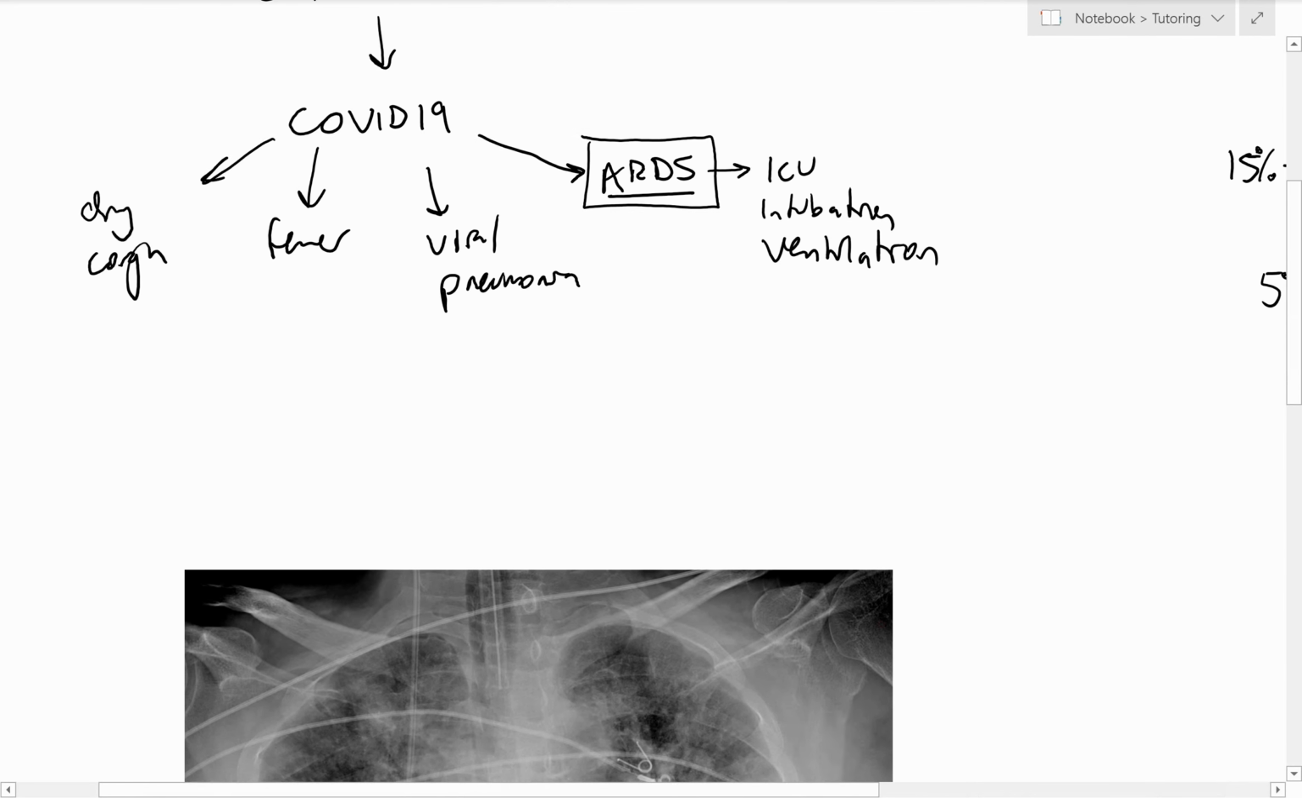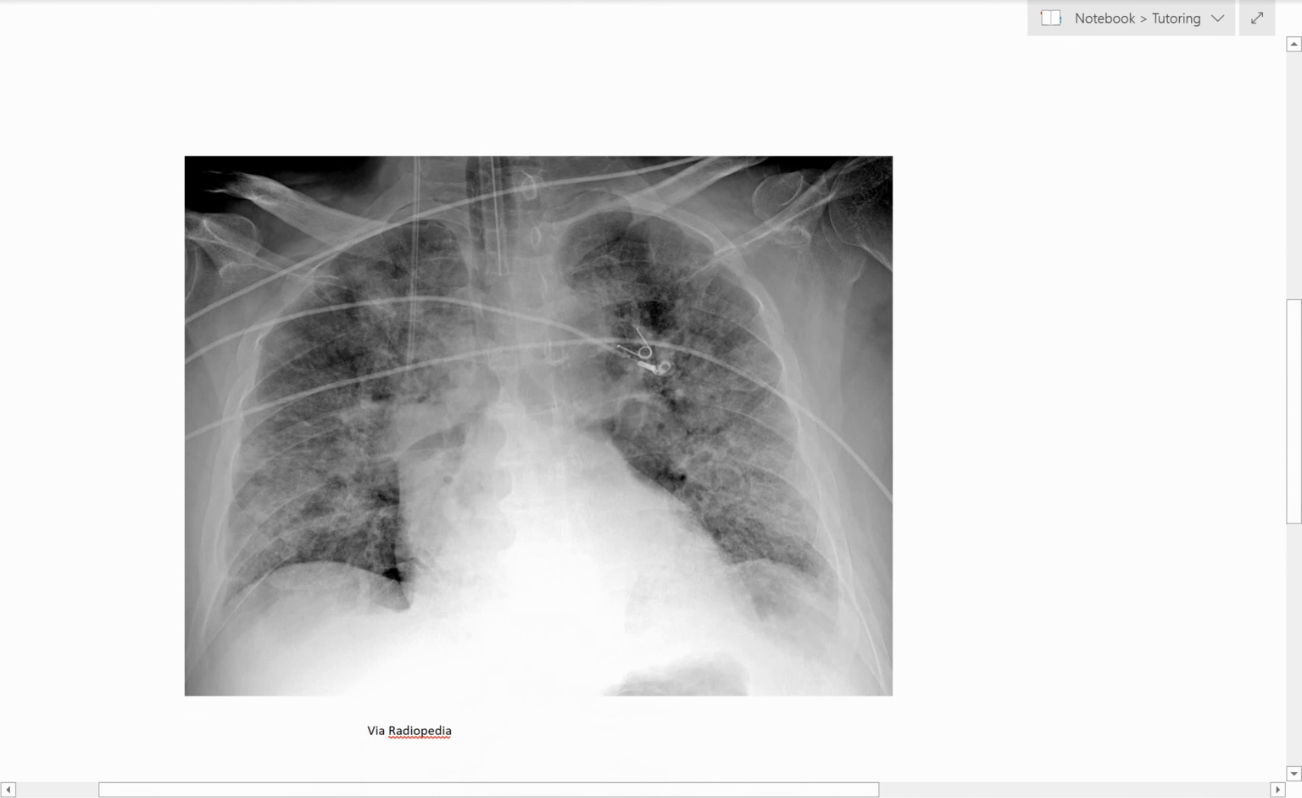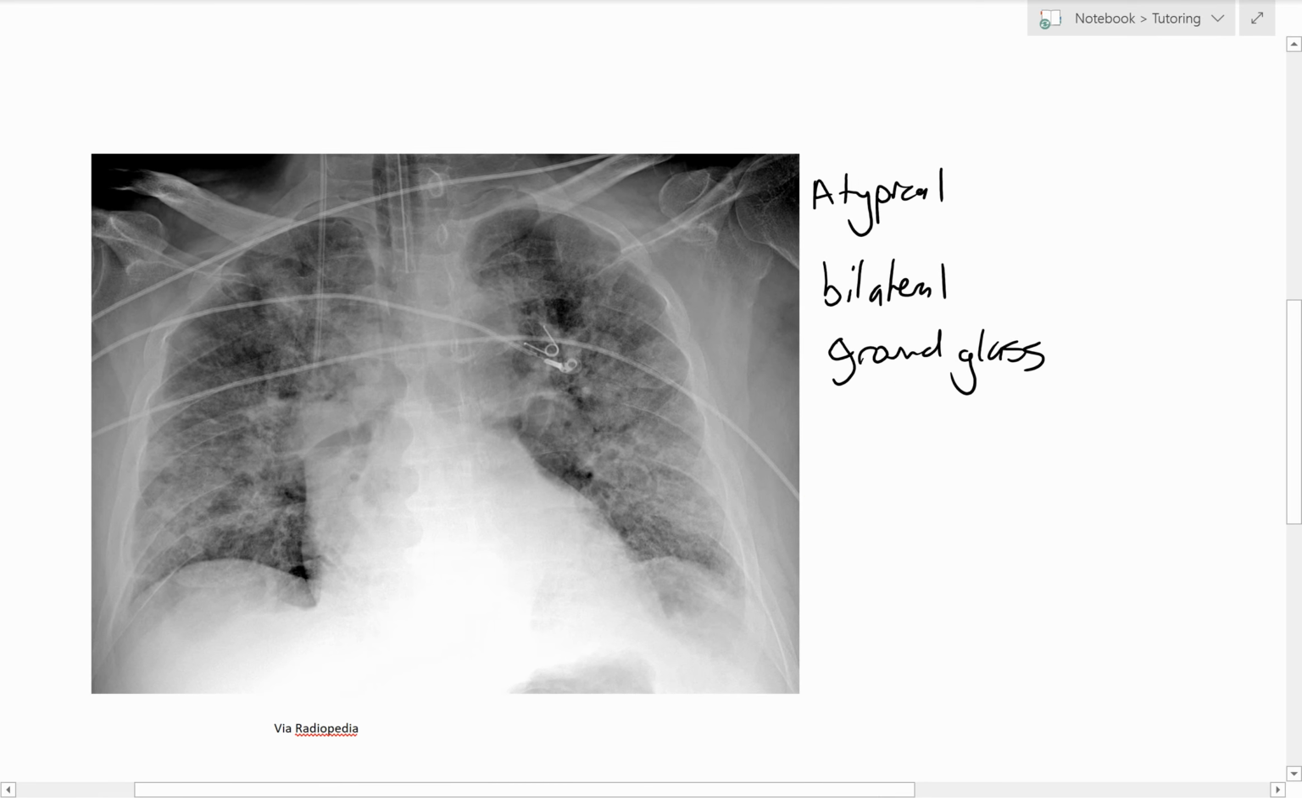What does this viral pneumonia look like? It's what we call an atypical pneumonia. It has a bilateral pattern, and on CT scans and on chest x-rays like this one here, we see this ground glass appearance. So, ground glass opacities.